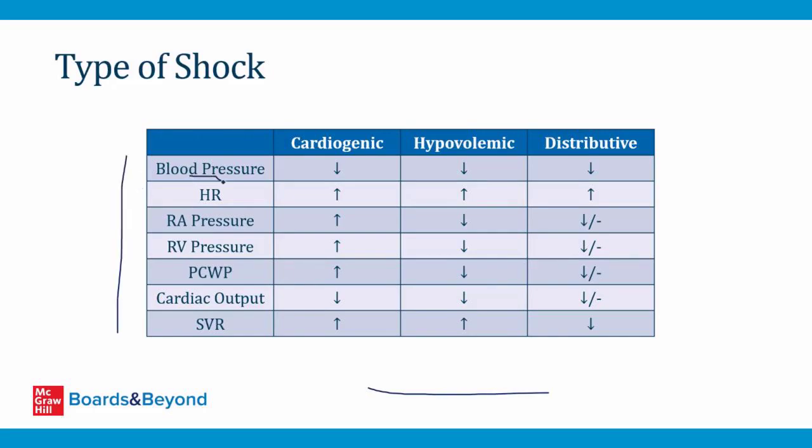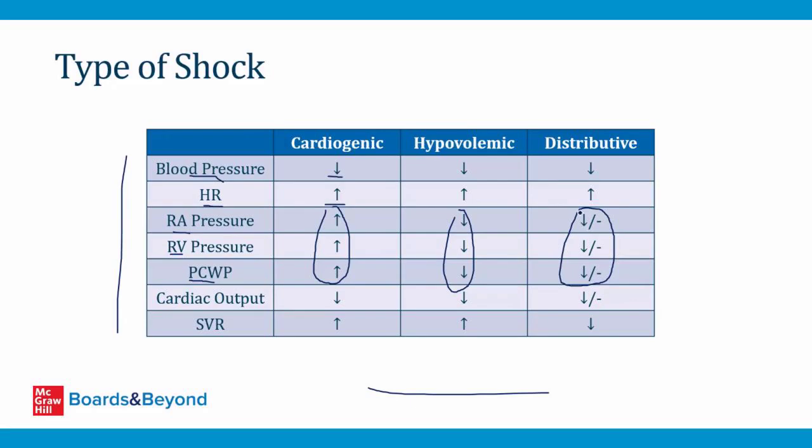So first of all, blood pressure and heart rate are easy. Blood pressure is low and heart rate is high in all forms of shock. The heart rate is high because the sympathetic nervous system responds to the low blood pressure and tells the heart to beat faster. The right atrial pressure, the right ventricular pressure, and the wedge pressure are all high in cardiogenic shock, and that's really the only form where they're ever high. They're all low in hypovolemic shock, and then they're variable in distributive shock. They can be low or they can be normal. It depends on how much fluid has leaked out of the person's vasculature.